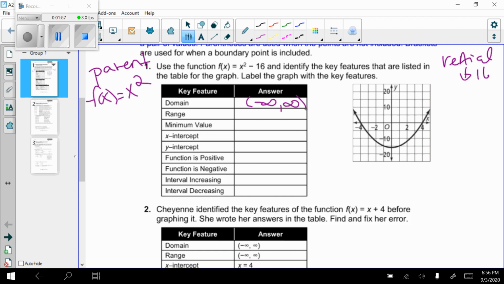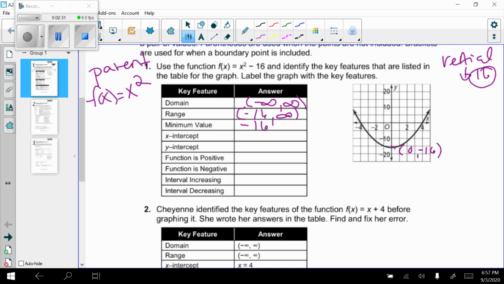The range, those are the y values. What are we going to get back? The smallest y value on the graph is our y-intercept, where it went down at negative 16. So this is the point (0, negative 16). So my range is bracket negative 16 to infinity. The minimum value, that is the y value at your vertex or the lowest point on the graph. So again, that's that negative 16. So our minimum value is negative 16.